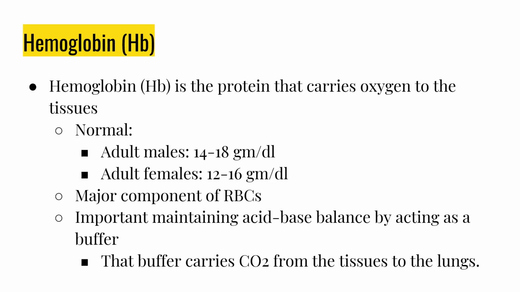So hemoglobin is the protein that carries oxygen to the tissues. So be familiar with the normal values. That's grams per deciliter. Males generally always have a higher red count, a higher hemoglobin, and a higher hematocrit. I think it's because they have more body mass generally than females. There's definitely some overlapping in the numbers, but generally their normal ranges are a couple points higher. Hemoglobin is the major component of red blood cells. It's also important in maintaining acid-base balance, acting as a buffer, and that buffer helps carry the CO2 away from the tissues to the lungs.